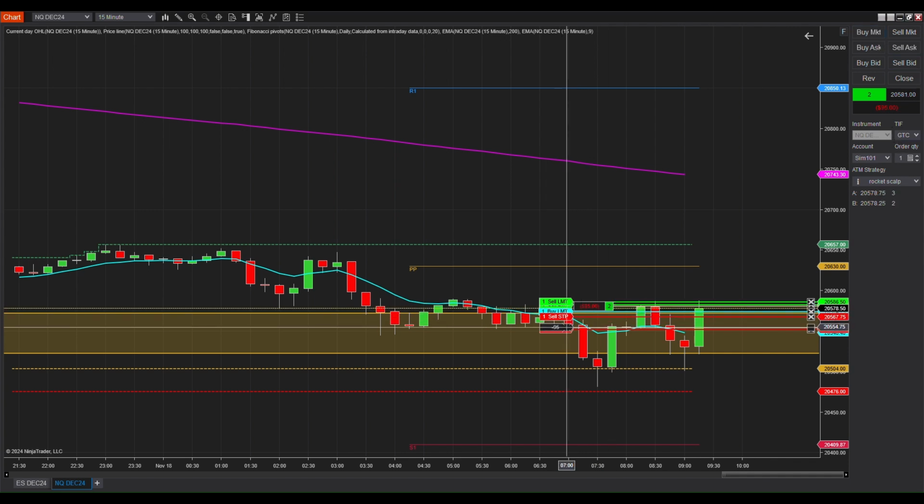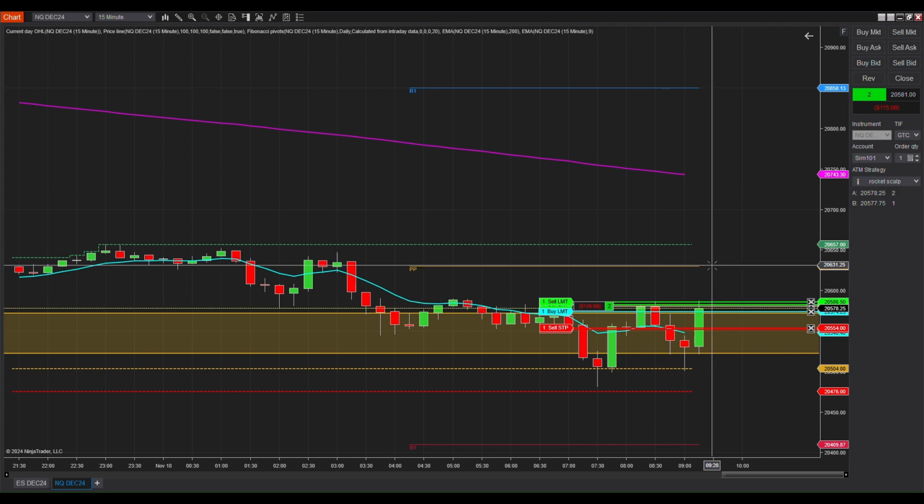Order filled. 2 contracts on the upside. Really strong green candle. We already broke the 15-minute IBR. We did break this high here. This may come down, continue going up. Pivot point is the next target that we want to hit, but we're just going to scalp our way up there.